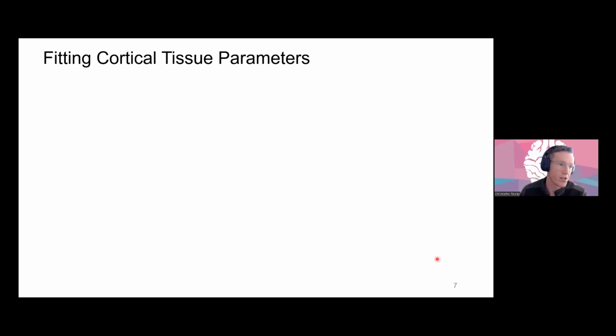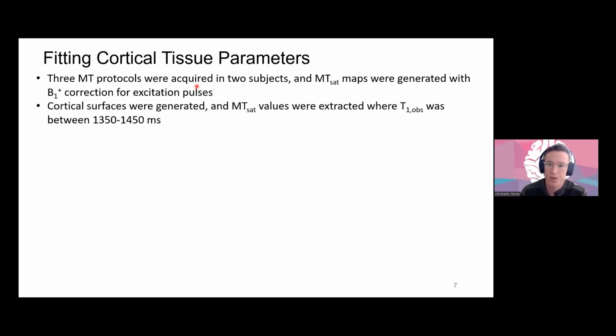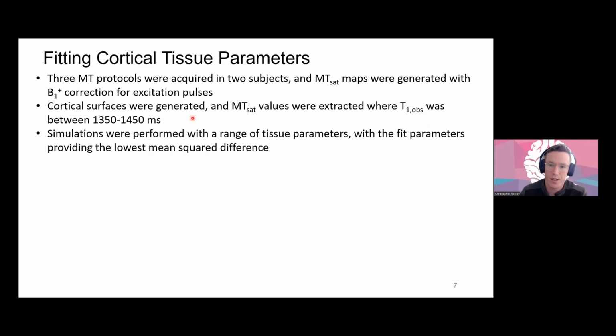We wanted to make sure our simulation results were going to match with the data we were going to acquire. So again, 3 protocols were required, 2 subjects. The MT-SAT maps were generated, and we corrected only the B1 plus inhomogeneity for the excitation pulses, leaving it in for the saturation pulses. Cortical surfaces were generated with FreeSurfer, and we extracted the MT-SAT values where the observed T1 was around 1400 milliseconds, just to fix another parameter in this. And then simulations were performed over a range of tissue parameters taken from the literature.